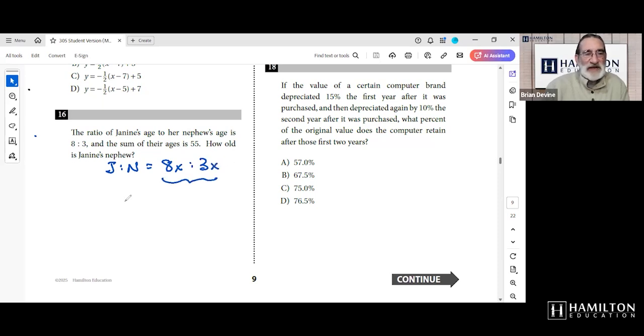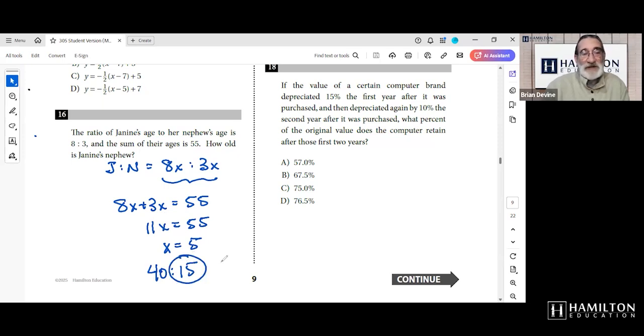And this implies then that 8x plus 3x would be 55, or 11x equals 55. So x equals 5. And Janine to her nephew would be 40 to 15. And those add up to 55, and that makes Janine's nephew 15.